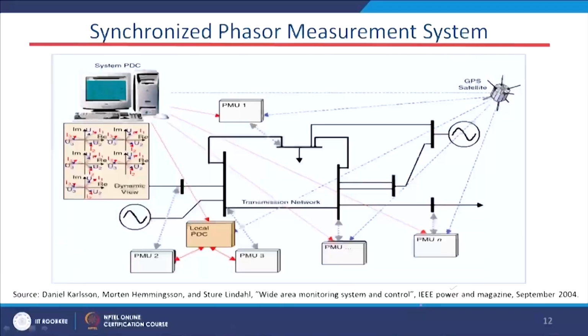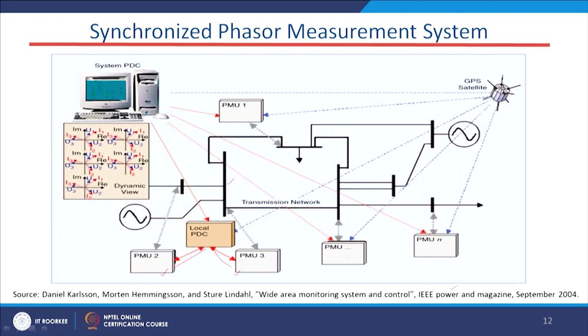We have taken this from one of the IEEE power magazines. Let us say this is one bus in the power network where we have installed PMUs, PMU2 and PMU3, and from these PMUs the data flows to the local PDC. PDC means phasor data concentrator. We also have PMUs at other buses, which we have just shown with a dotted line.